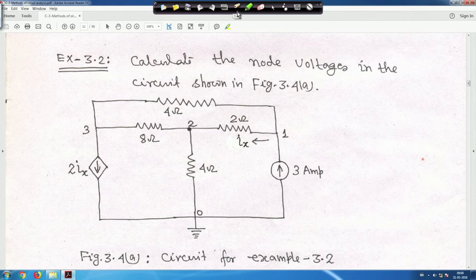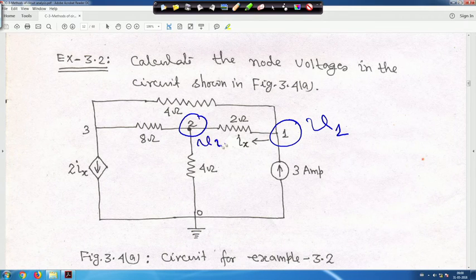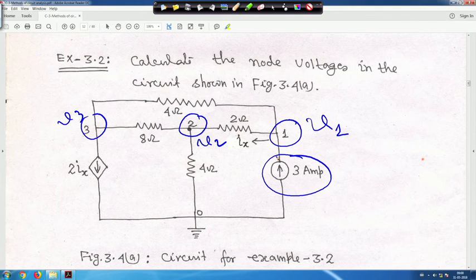Before moving to the problem, first let me mark it. This is node 1, where you have to find V1. This is node 2, where you have to find V2, and this is node 3, where you have to find V3. In this circuit you have one independent current source, this 3 ampere current source, and one dependent current source here. This is 2 Ix.